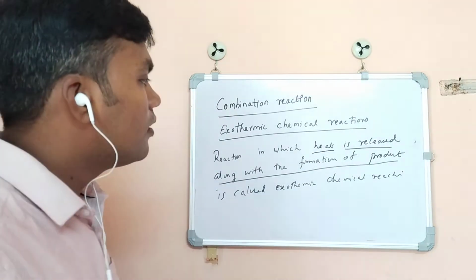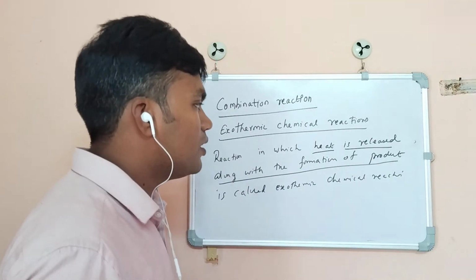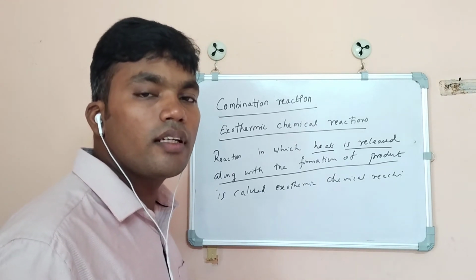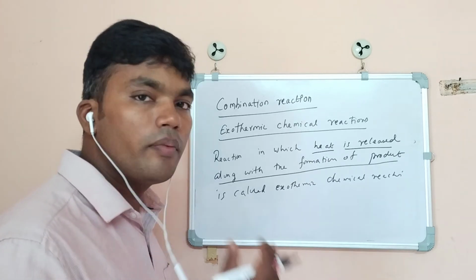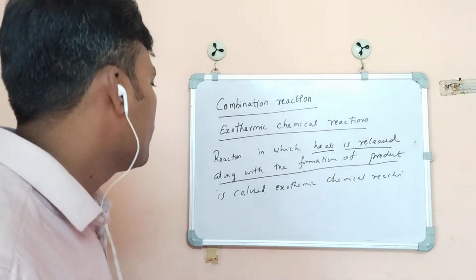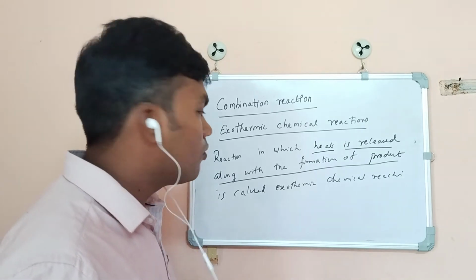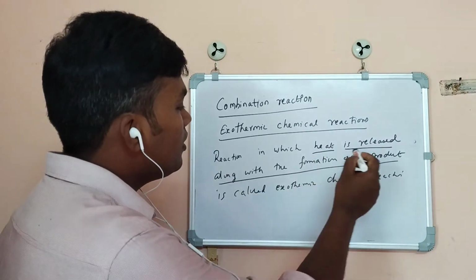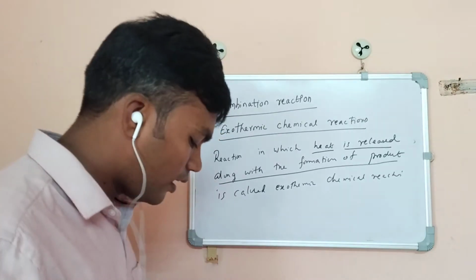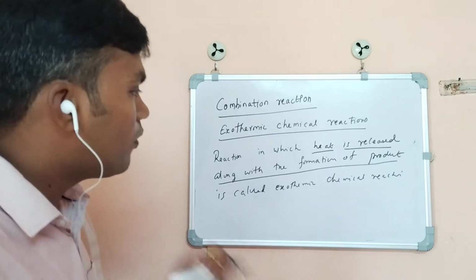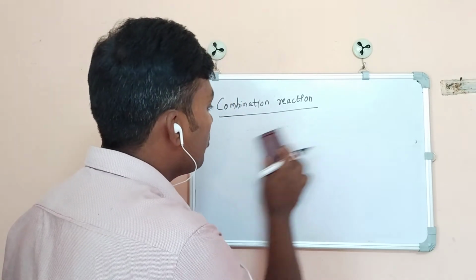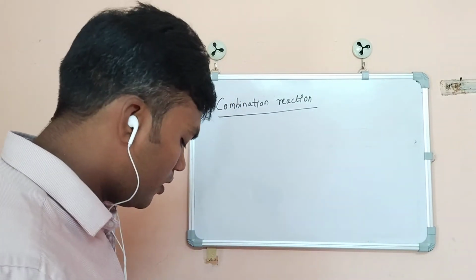We have seen earlier the formation of slaked lime by reacting calcium oxide with water. We observed some heat outside of the beaker. That is due to the exothermic chemical reaction. Exothermic chemical reaction means what? A reaction in which heat is released along with the formation of product is called an exothermic chemical reaction. Let's see some more examples.